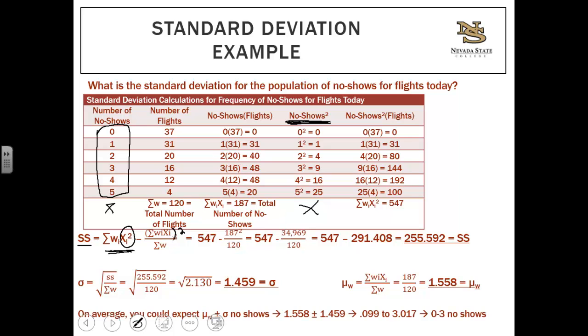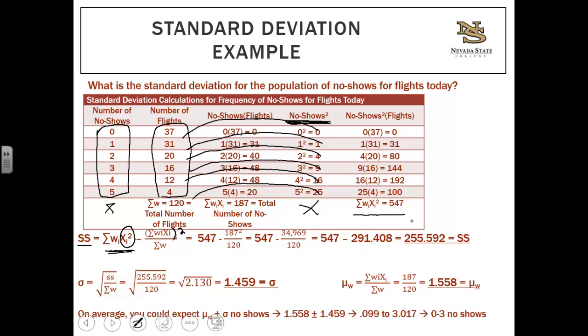So then you need to take those squared scores and multiply them by how many times those scores appear in your data set. So you've got 0 times 37, 1 times 31, 4 times 20, 9 times 16, 16 times 12, 25 times 4. Now you have those scores that you can add together, and that tells you if you squared each score in your data set and added it together, you would have 547.